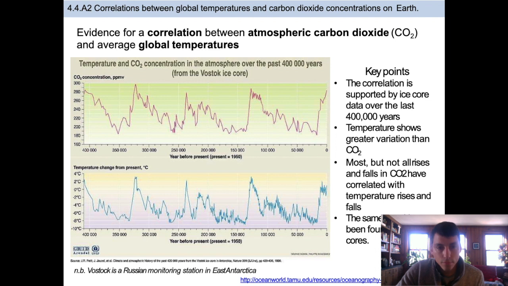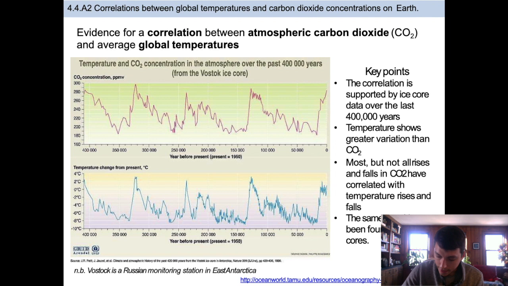So, if we look at the past 400,000 years, which is what is shown here, this is the past 400,000 years of data from those ice cores. And as I said, we can get information on CO2 concentration, which is this top graph, and we can get information on temperature, which is this bottom graph.